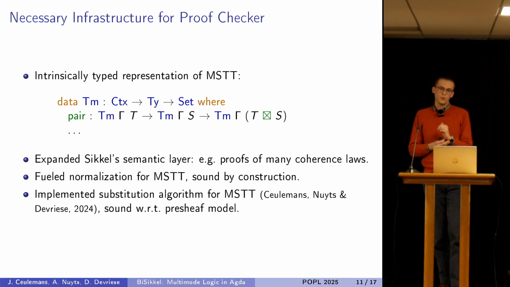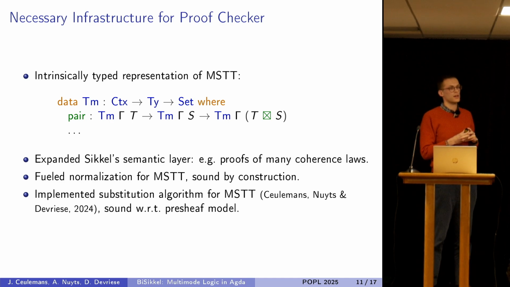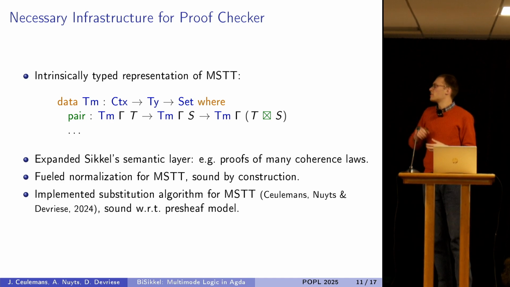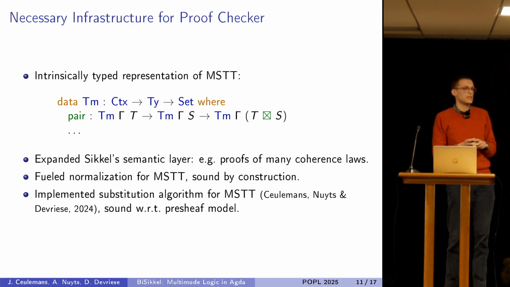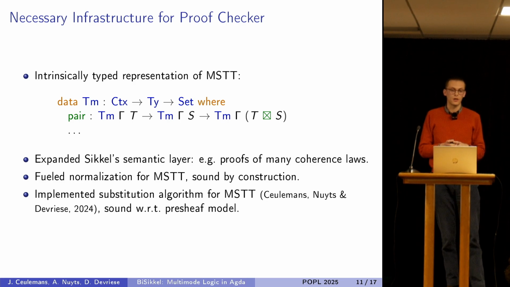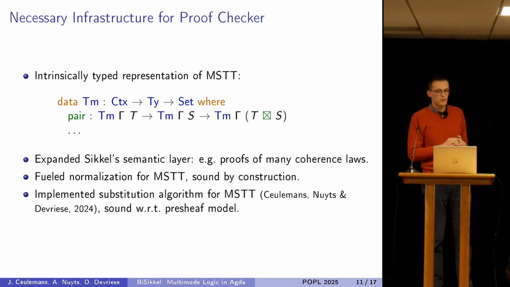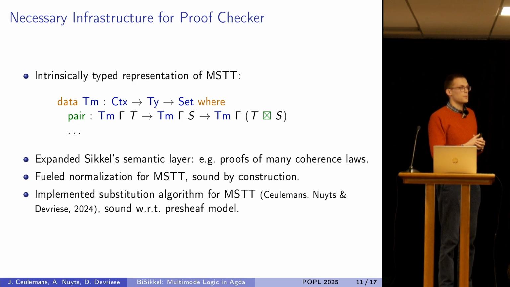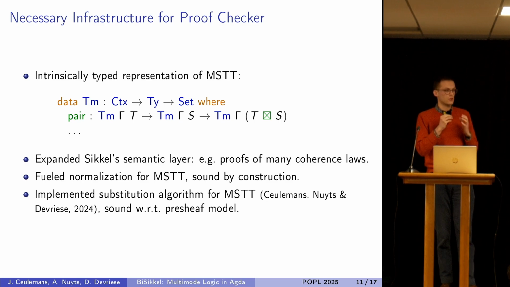Now, to implement this, we need some more infrastructure. We need to expand and modify some of Sikkel's infrastructure. First of all, we have an intrinsically typed representation of MSTT terms. Here we see that the terms are indexed by a context and a type, which means that it's actually impossible to write terms that are not well typed. We also expanded the presheaf formalization layer of Sikkel. We proved many new coherence laws. We implemented a fueled normalization algorithm, which is also sound. So it does not only return a normalized term, but also a proof that the denotation of that normalized term is equivalent to the denotation of the original term.